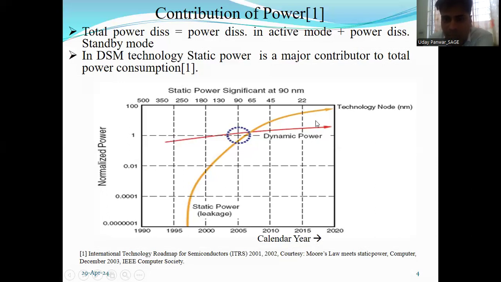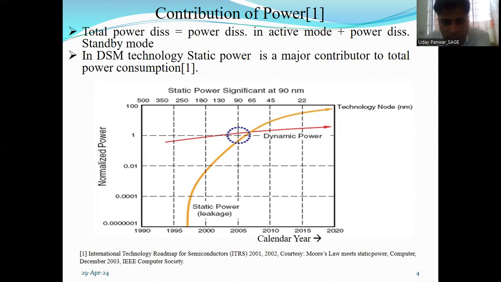It means that when our device is in idle mode, or if we see the complete system in idle mode, more than 50% of the power is dissipated in this case. Due to this leakage power or static power dissipation, our battery will be completely drained out. So this is the major contributor in DSM technology, that is deep submicron technology. Beyond this 65 nanometer technology, we say DSM.